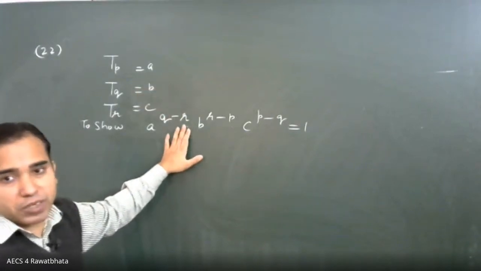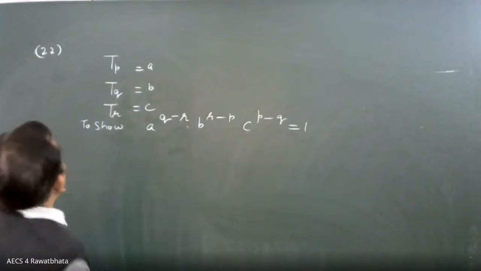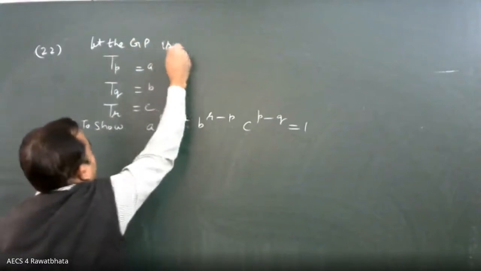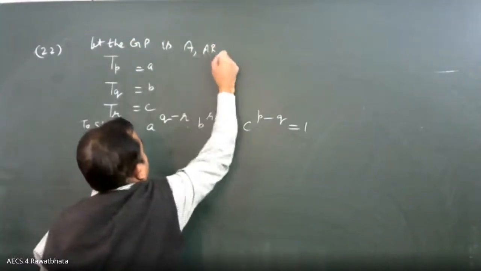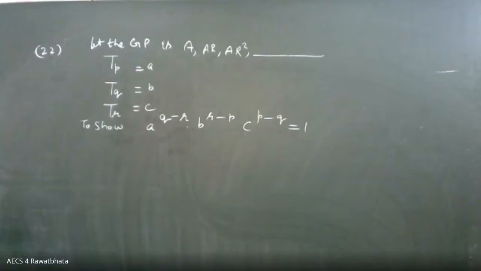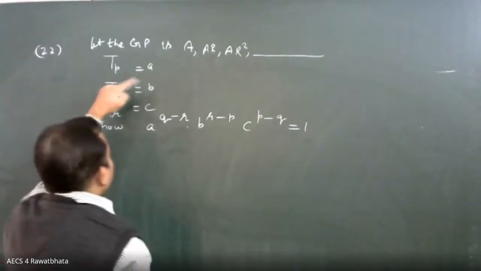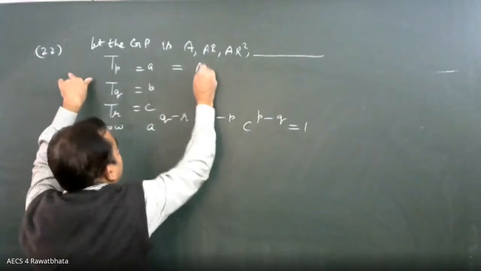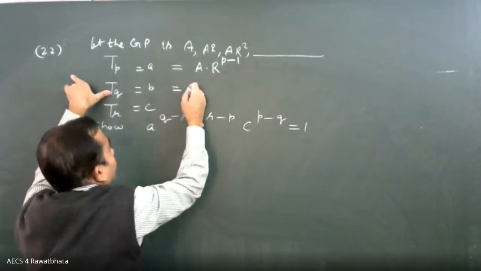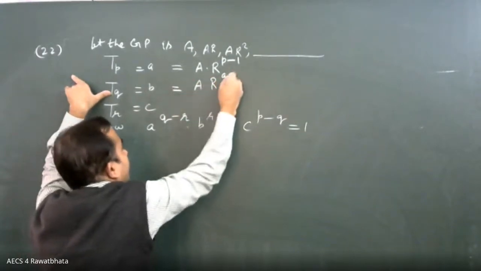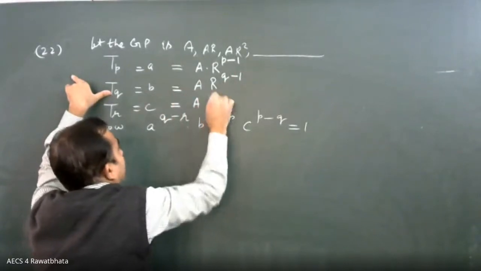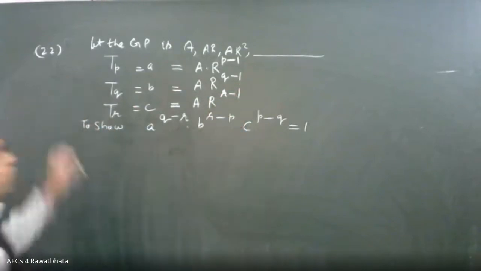So this is very important. If you make a mistake, the whole thing will be a mess. So let the GP is, I take capitals: A, AR, AR square, etc. Or any other variable you can take. Now, given that term P is equal to a, let me write term P. Term P is capital A, R to power P minus 1. Similarly, b is term Q. Term q will be A R to power q minus 1, and rth term is c. So this will be A capital R raised to power small r minus 1.